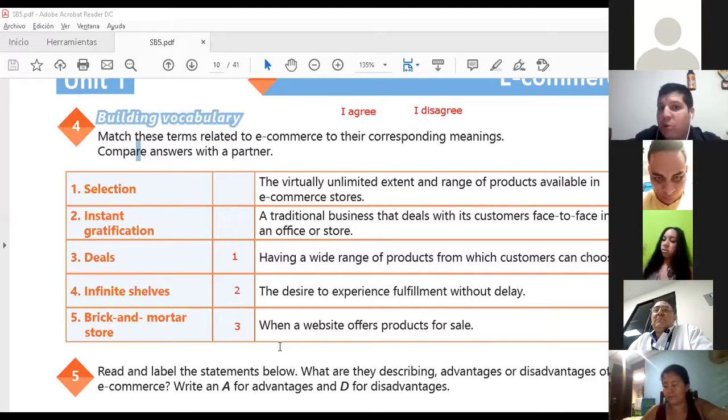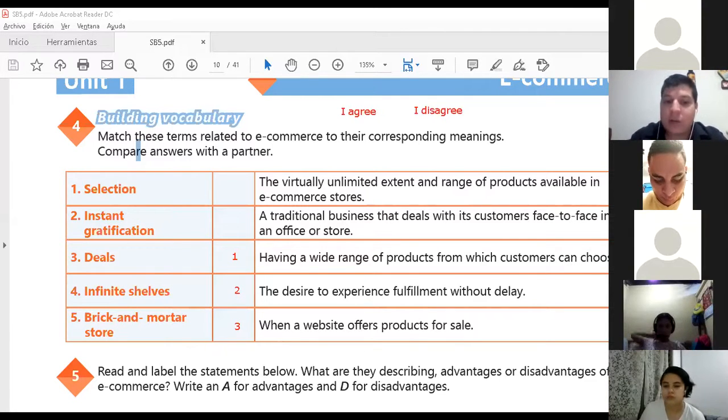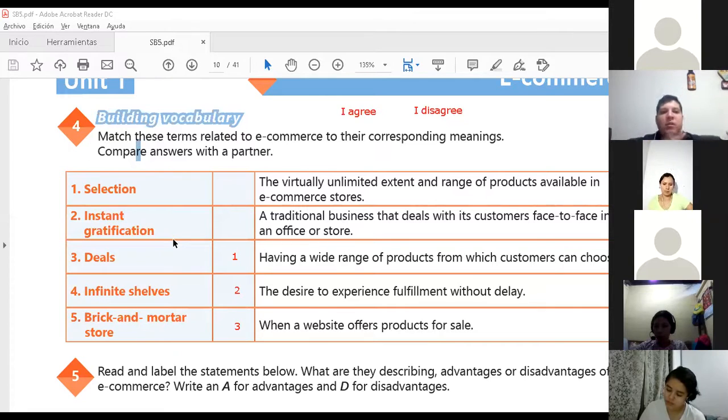So, people normally bargain. Do you know what is the meaning of bargain? Negociar. There you go. So, bargain is when you ask for a lower price. And then deal has different meanings, but in this case, it's an offer. Okay. Next one. Which one is number four?